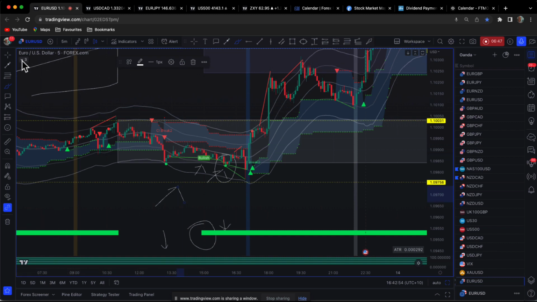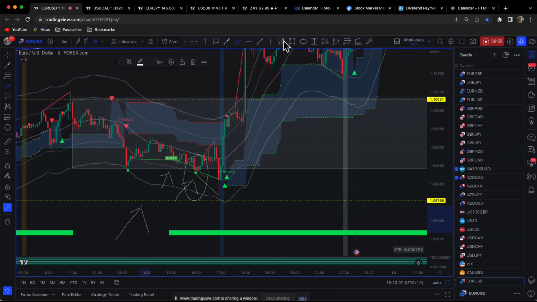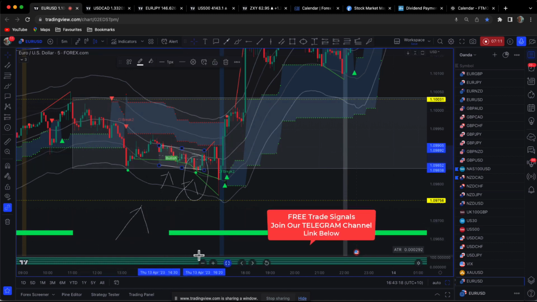What I'm going to do, I think I've already got everything in there. Take notice of these levels. We're trading into the London Open, this blue, and the other thing that I teach in my VIP group is to look for this range prior to the London Open. It's a bullish market. These are bullish. We're looking for a bullish signal.